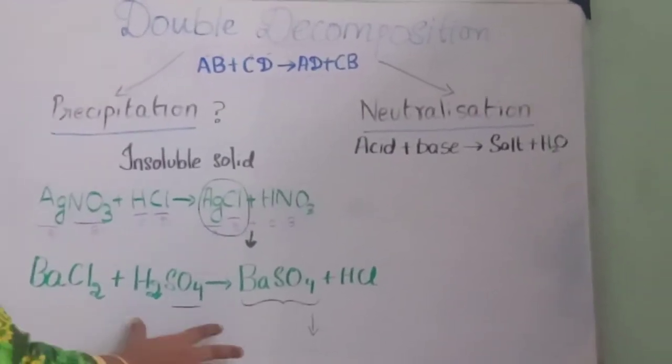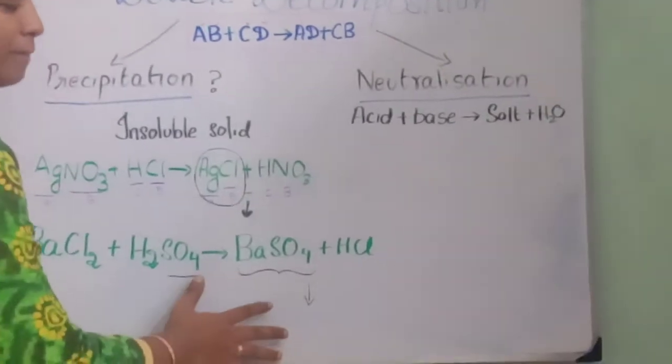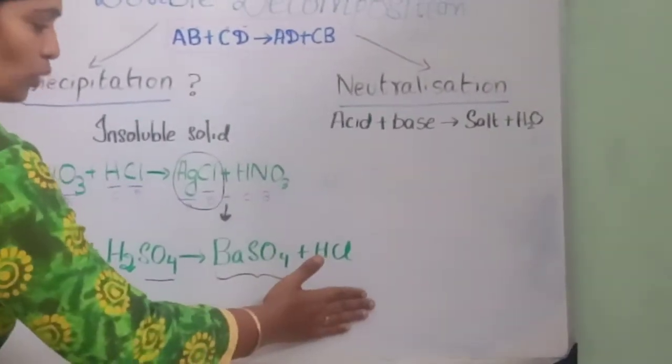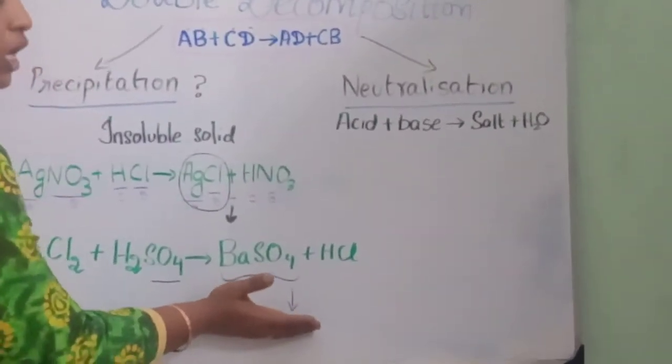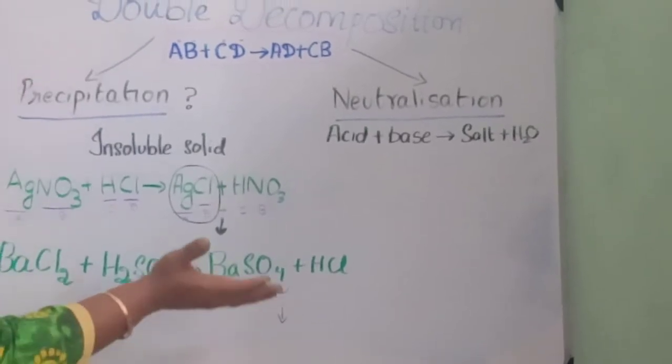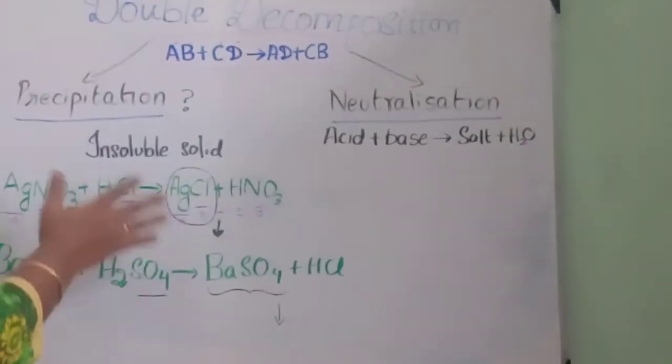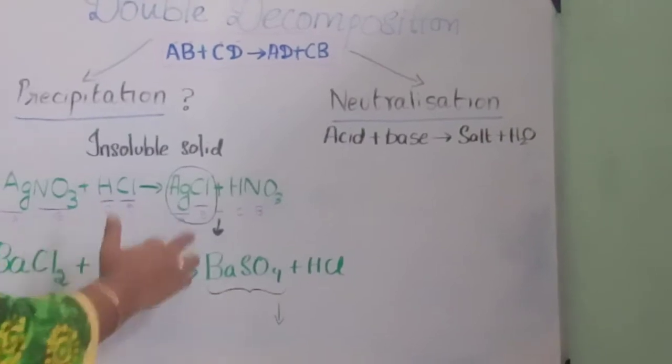Barium chloride reacts with sulfuric acid to form barium sulfate and hydrogen chloride. So barium sulfate also forms a white precipitate. And again, these two reactions are a positive test for the chloride radical and the sulfate radical.